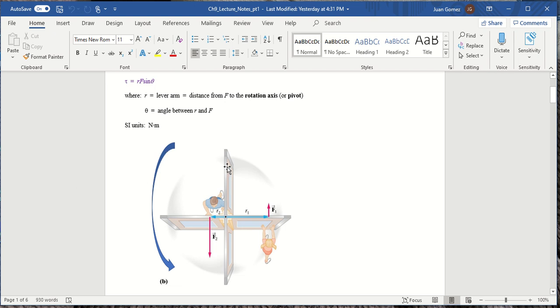When the girl applies F1 and the man applies F2, that's going to cause the revolving door to rotate about that pivot, that black dot right in the center. That door is going to rotate counterclockwise. Now, let me zoom in a little bit.